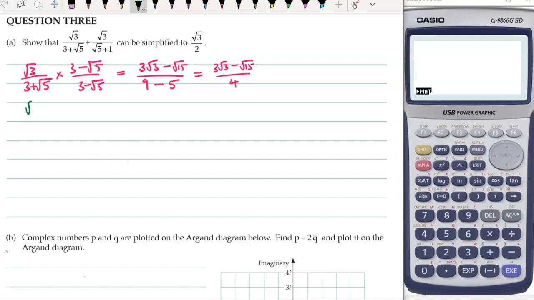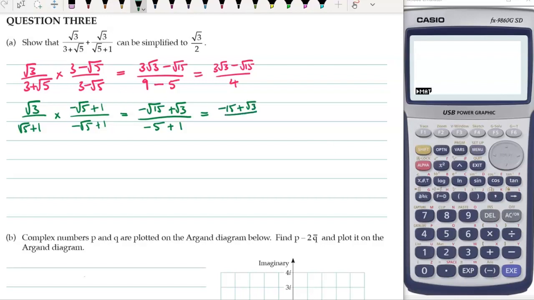Then the other bit was root 3 over root 5 plus 1. We'll times that by, we need to make the square root part the opposite, so it'll be a minus root 5 plus 1. So we end up with a minus root 15 plus root 3 on the top. On the bottom, we've got root 5 times minus root 5 gives us a minus 5 plus 1. So we end up with this being negative root 15 plus root 3 over negative 4.